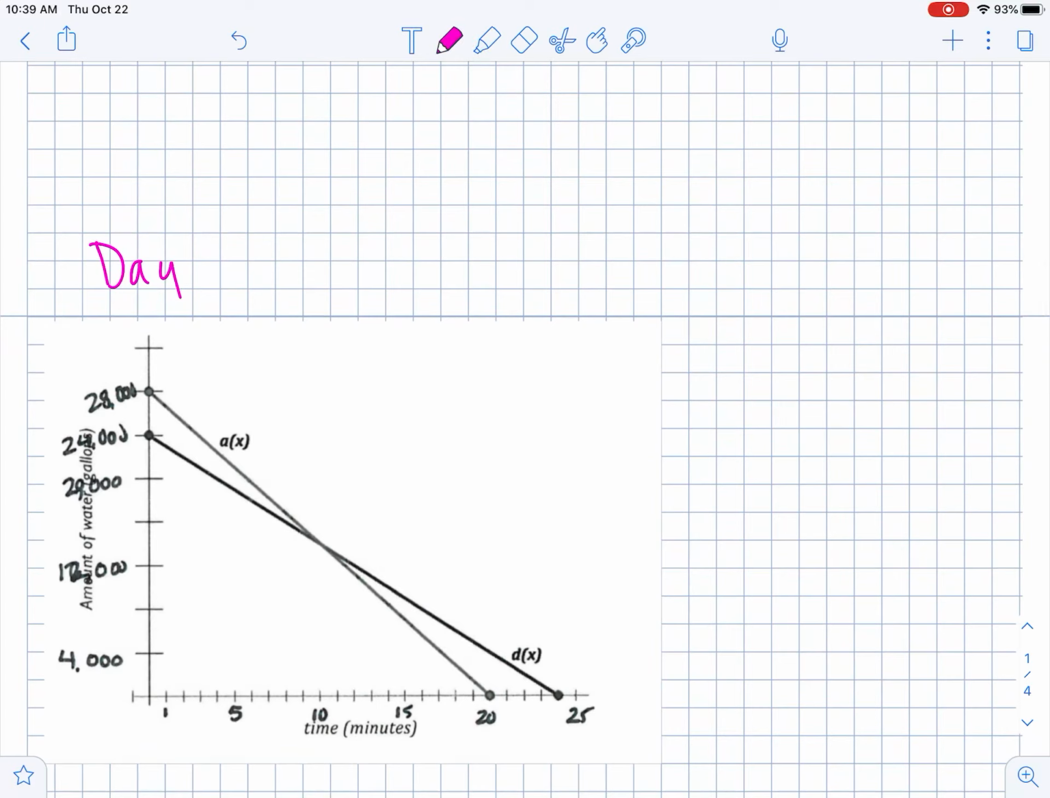So, first thing we're going to look at is just Dane's pool. If I use my highlighter, D of X, that's this line right here. In the book or the curriculum or in the Go Formative, they gave you this graph so you can see what these two pool situations are like. First thing I want to do is come up with a y equals mx plus b, a slope-intercept form, for Dane.